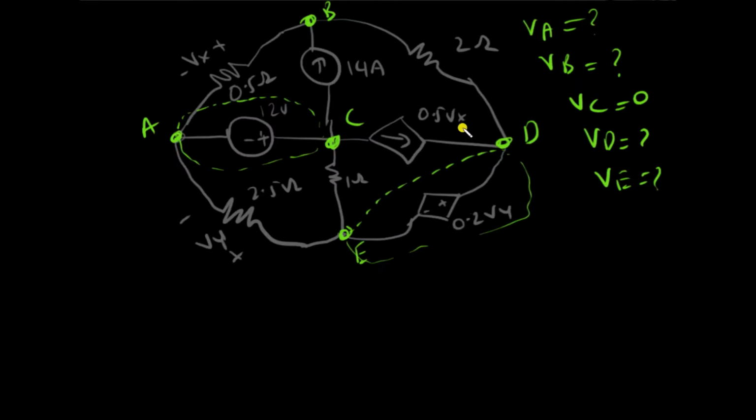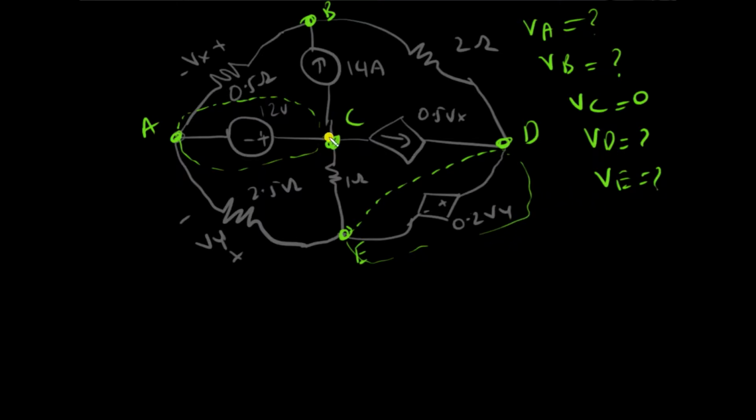So the first thing which comes in our favor is that whenever the reference node is included in the supernode, you do not have to write the KCL for that, and I'll tell you why. The rule is that whenever you're applying nodal analysis, you never write the KCL at the reference node. So this is the first thing.